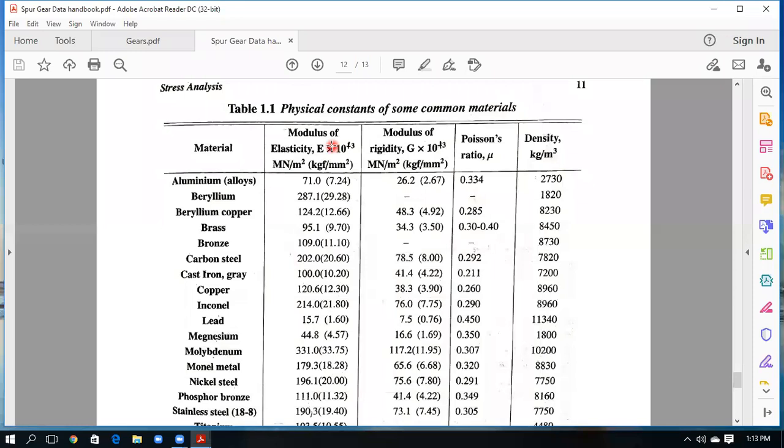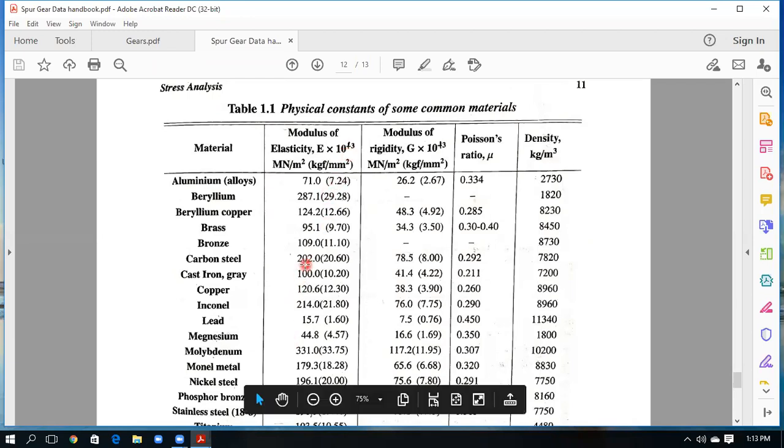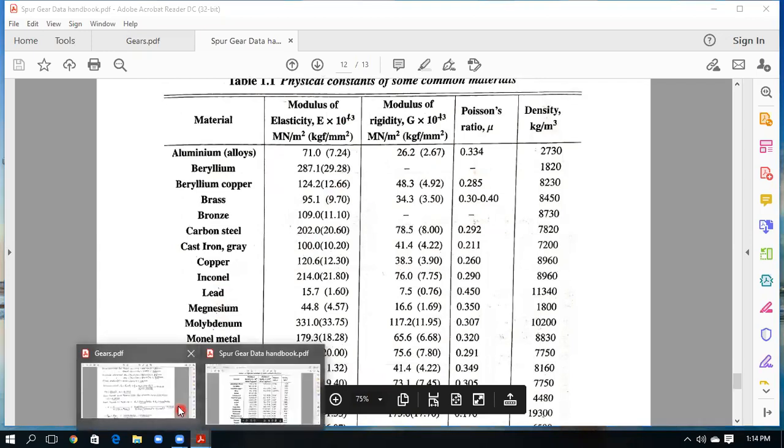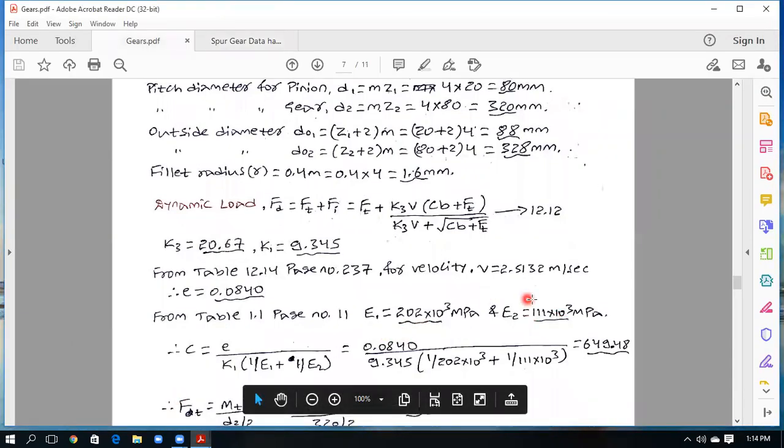I think there is a printing mistake in this. It is a minus; you need to make the correction as plus. Don't write it in the data book. You need to know that it is plus 3, not minus 3, 10 raised to plus 3. Therefore, it is 202 into 10 raised to 3 for carbon steel, and for the gear, it is phosphor bronze, 111 into 10 raised to 3. This is how I have taken both these values.